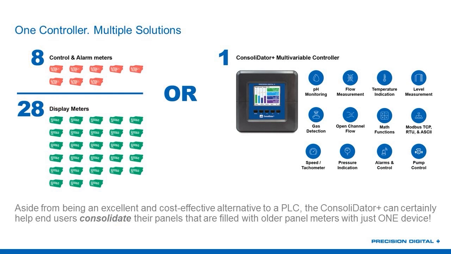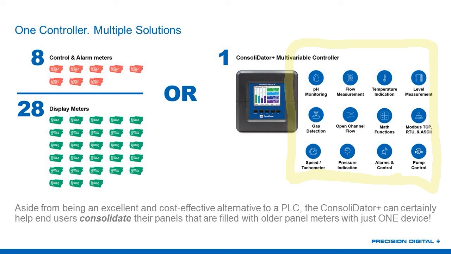On the right-hand side of the screen, next to the picture of the ConsoliDator, we have all of these different application types. Now, the reason why that's important is because if you are at all familiar with our legacy products, you will know that certain model numbers can do certain jobs. So if you needed a flow totalizer, you'd have to get a model number that did totalization. If you needed pulse inputs on that totalizer, you'd have to go with a different model number. With the ConsoliDator Plus, that is not the case, okay? The ConsoliDator Plus can handle literally anything.